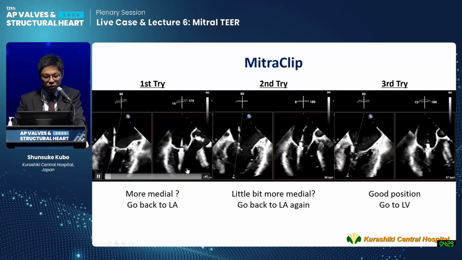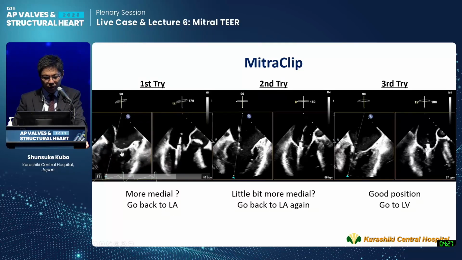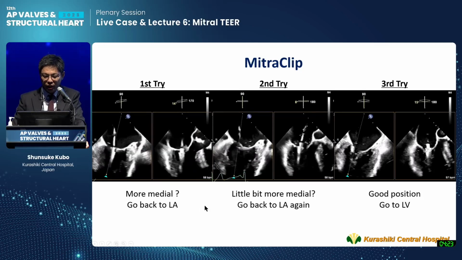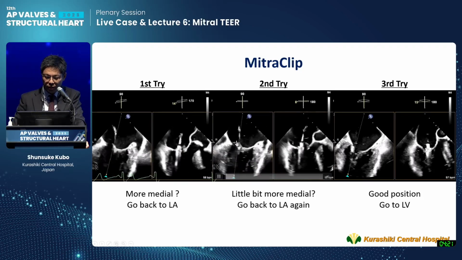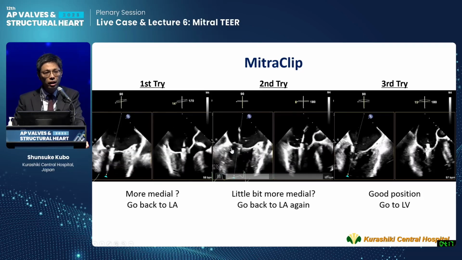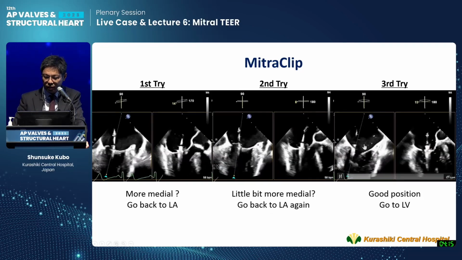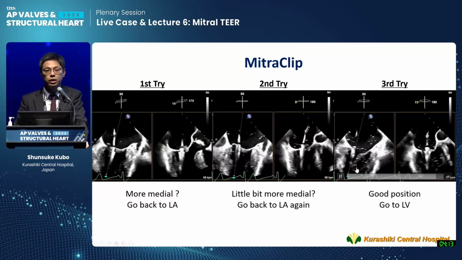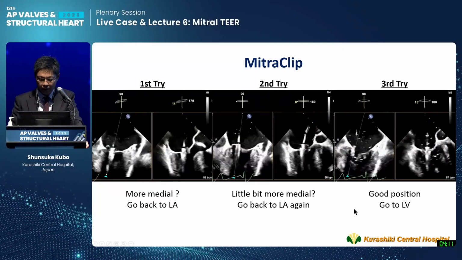So this is the first try to go to the LV, but this is slightly lateral. So we go back to LV. So second try. I think a little bit more medial is the target. So go back to LV again. So finally, this is a good position. So finally, we go to LV at third try.